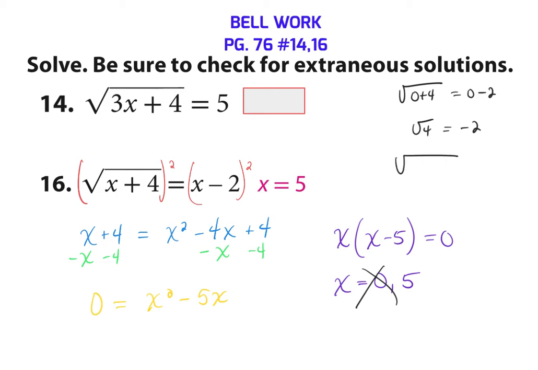Plug in a 5. Square root of 5 plus 4 equals 5 minus 2. That is the square root of 9 equals positive 3. That is true. So my only answer here is x equals 5.